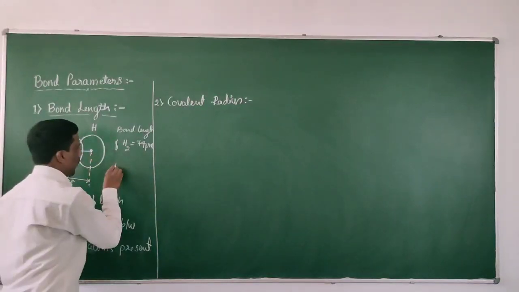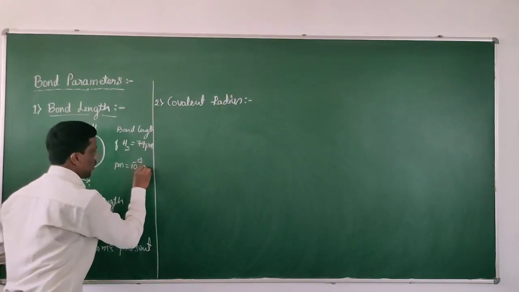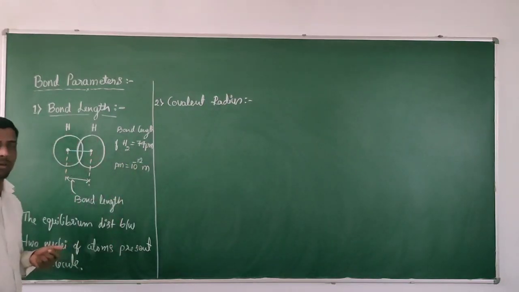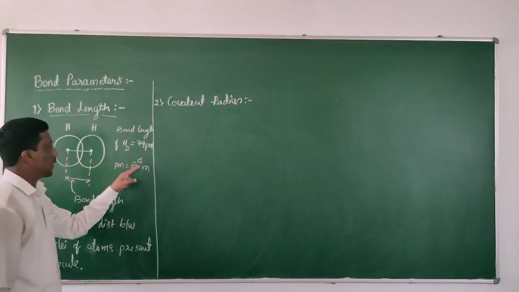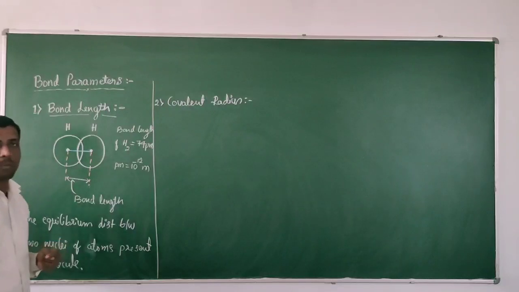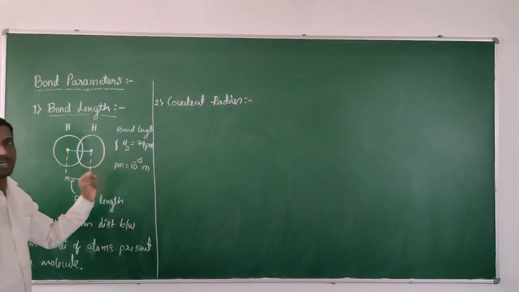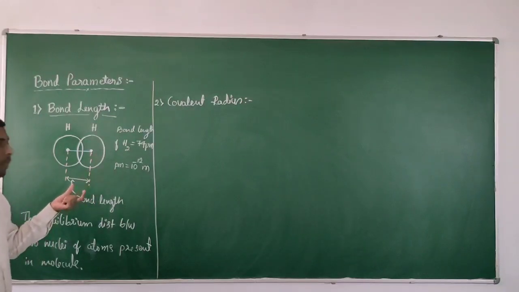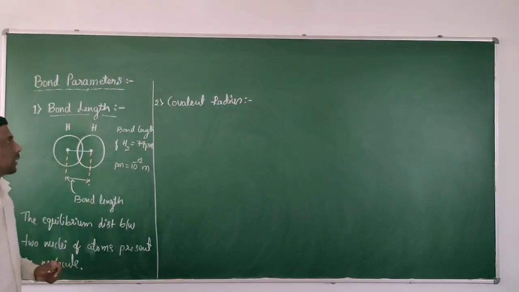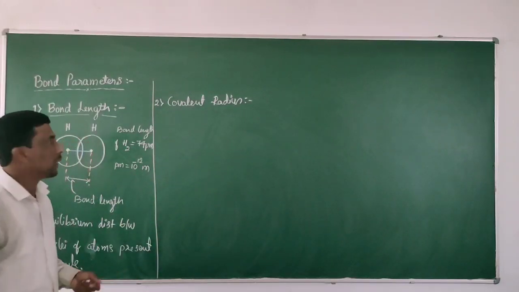You know the value of picometer. Picometer means 10 to the power minus 12 meter. The distance is 74 picometer. Different atoms have different distances here. Within different molecules, different atoms have different bond lengths. Okay, now let us come to the discussion of covalent radius.